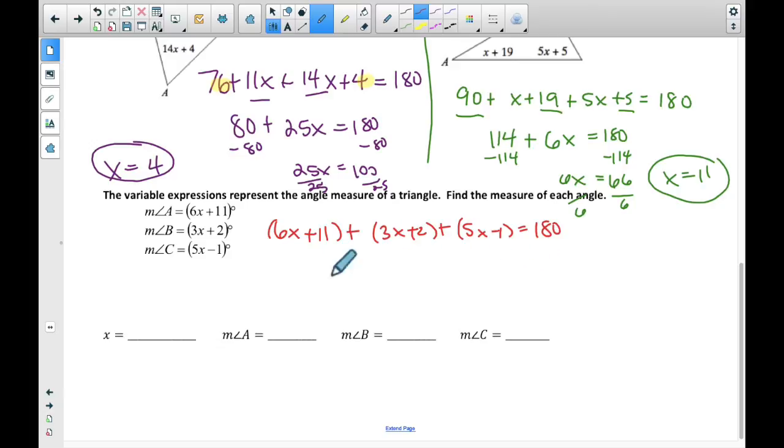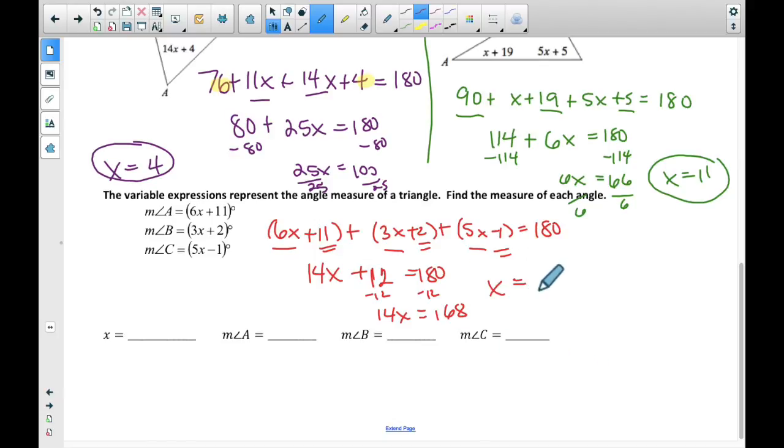To solve it, because all this is on the same side, I'm going to add my like terms. So in other words, 6x plus 3x plus 5x. If I add all those together, I get 14x. And now I'm going to go to my numbers. I have an 11, I have a 2, and a minus 1. So that's 13 minus 1 is 12. I'm solving for x. I'm going to subtract my 12 from both sides. I get 14x is equal to 168. I go to my calculator. I take 168 and divide by 14. My calculator says that x is 12.